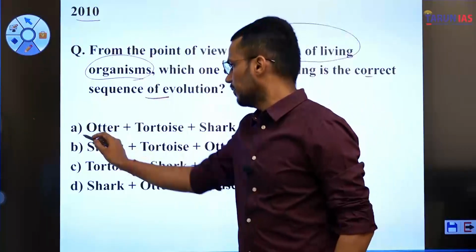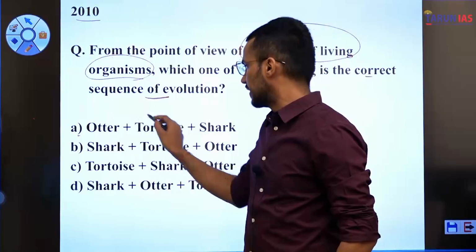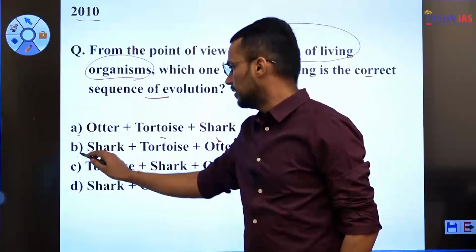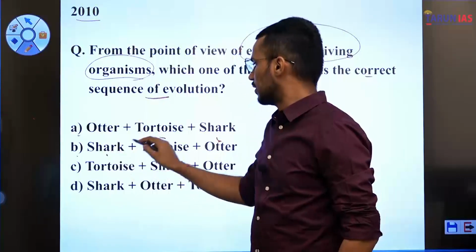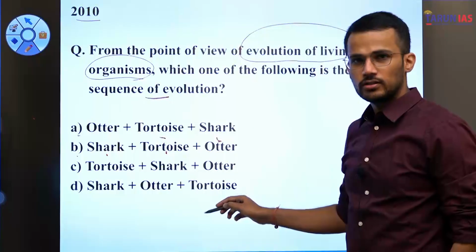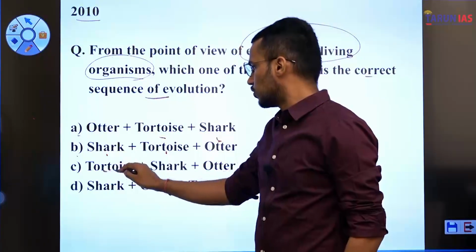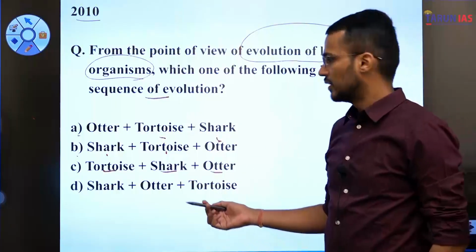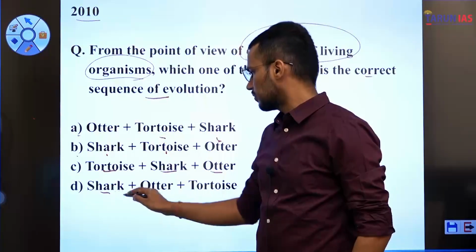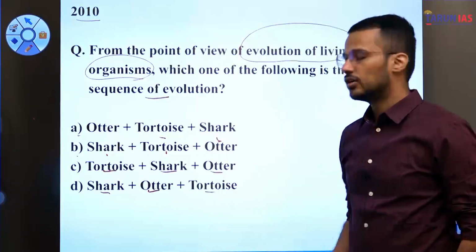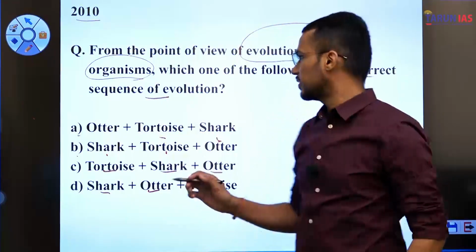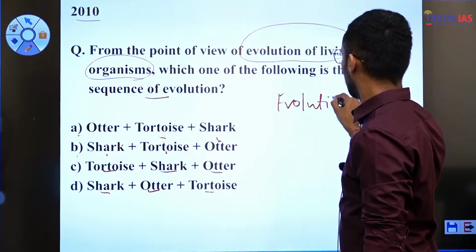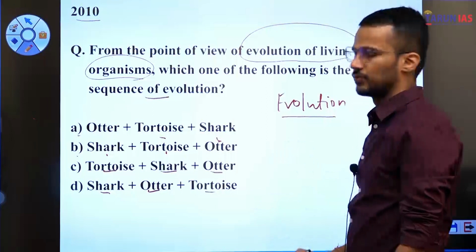Options are A, otter, then tortoise, then shark. B, shark, tortoise and otter. C, tortoise, shark and then otter. And D, shark, otter and then tortoise. So the question is about the evolution of life on the Earth's surface.